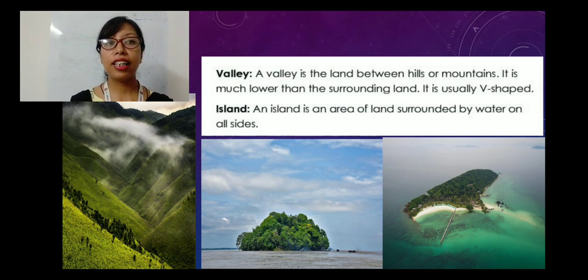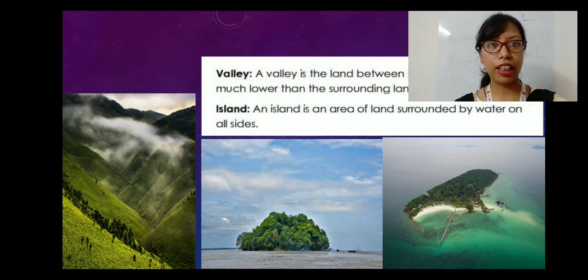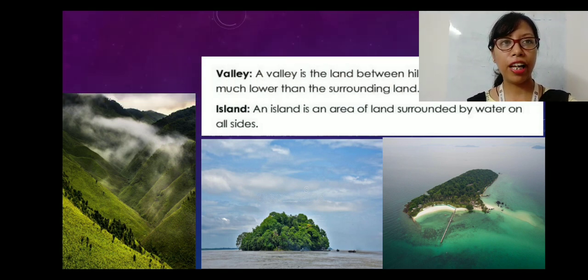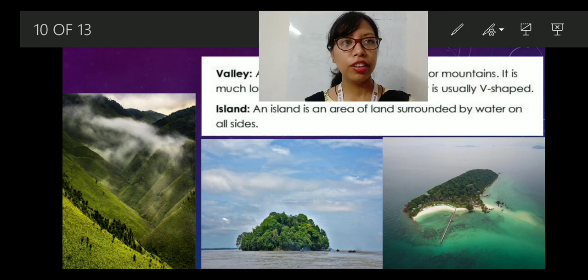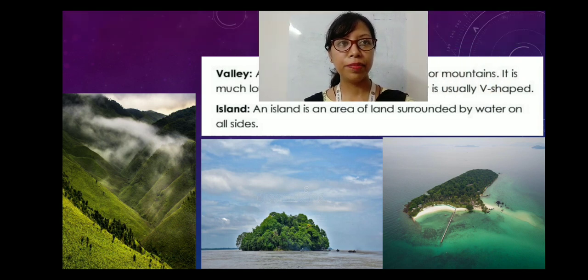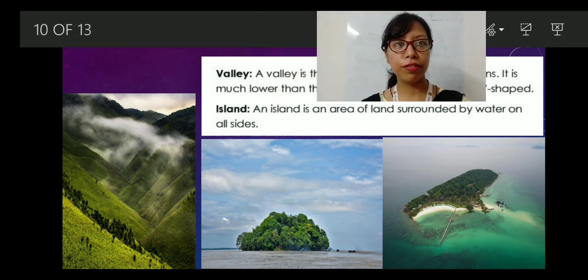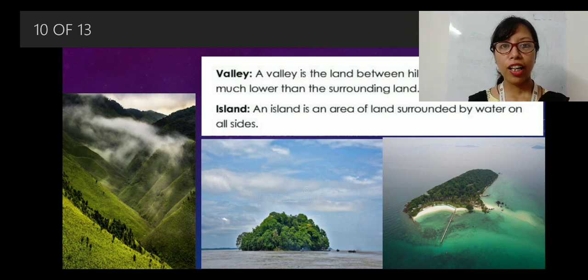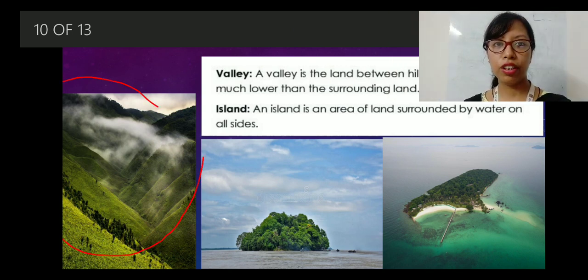A valley is the land between hills or mountains. It is much lower than the surrounding land. It is usually V-shaped. Now this is a valley. Have you heard about the Suka Valley in Nagaland? That is one of the most famous valleys in Nagaland. Okay, so this is the picture of the Suka Valley.